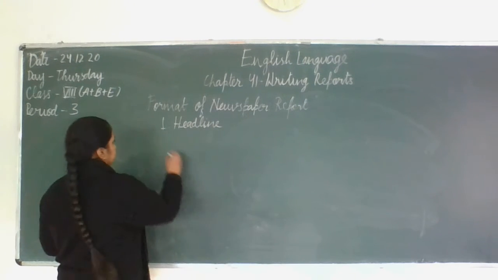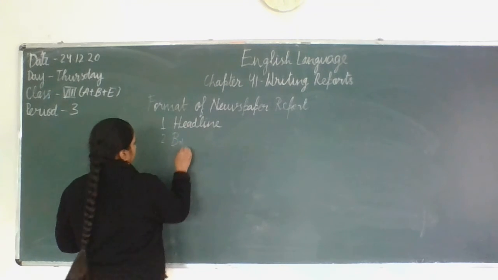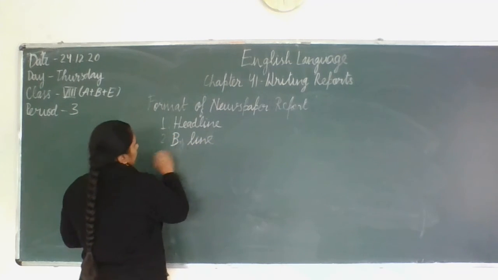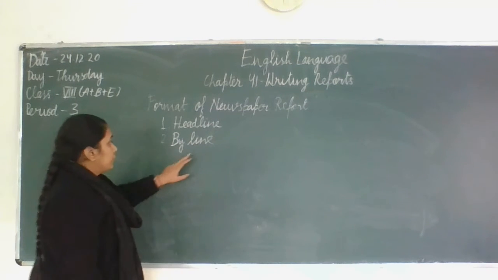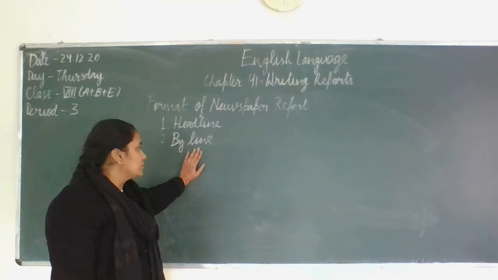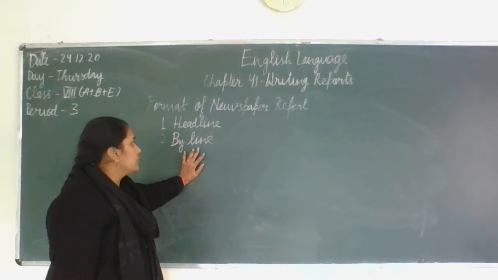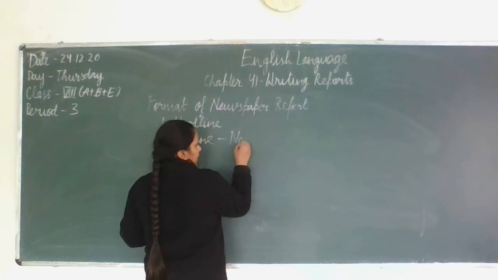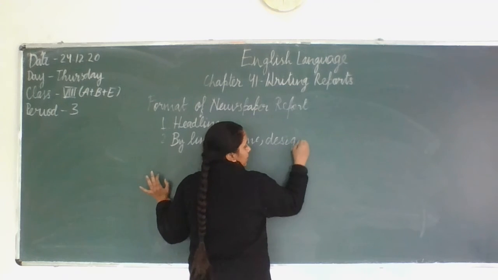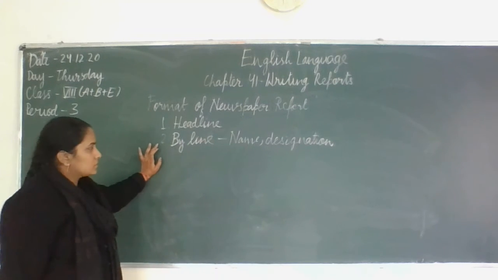The next is similar to the magazine report: the byline. If you find this by some other name in any of the books, don't be confused. You just have to mention the name of the reporter. And here, in the case of newspaper reports, along with the name, the designation can also be mentioned. It is not necessary, but it can be mentioned. So this is the same.